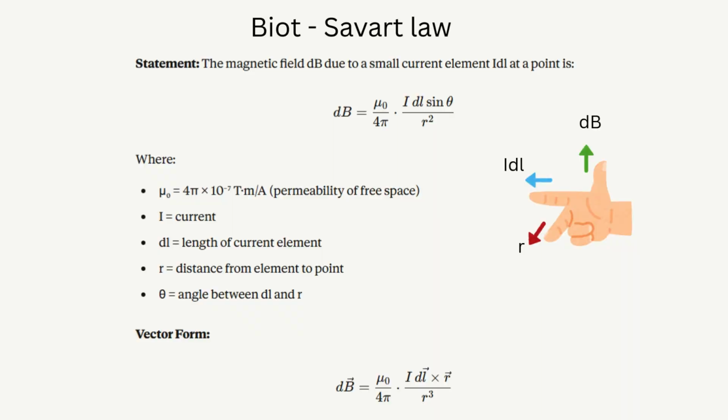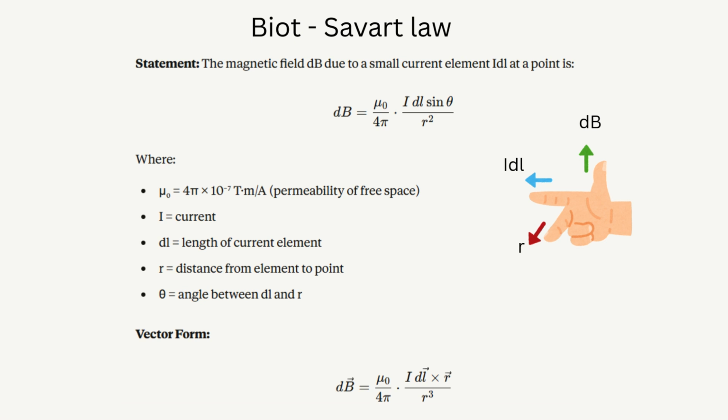Biot Savart law. It's actually a mathematical equation. We know there is a magnetic field around a current-carrying conductor. Biot Savart law is used to calculate this magnetic field produced by a small segment of the conductor. It is used to understand the magnetic field created by different types of conductors, such as straight wires, loops, and coils. Magnetic field is represented by the letter B, and dB is the differential of that magnetic field.